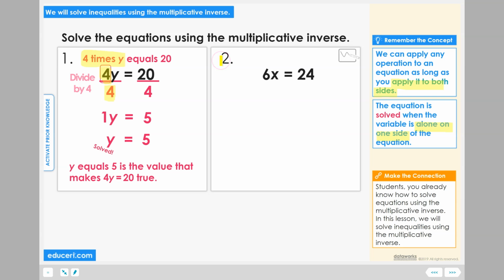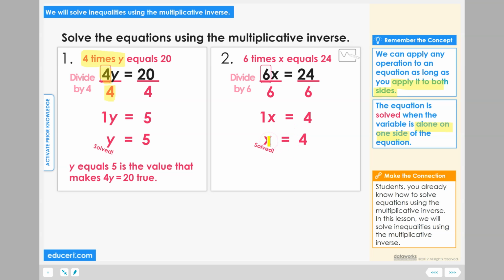The equation in problem number 2 says 6 times x equals 24. The multiplicative inverse that will get the variable x all alone is to divide by 6, and we must do it on both sides. 6x divided by 6 equals 1x, and 24 divided by 6 equals 4. 1 times x is the same thing as regular x.